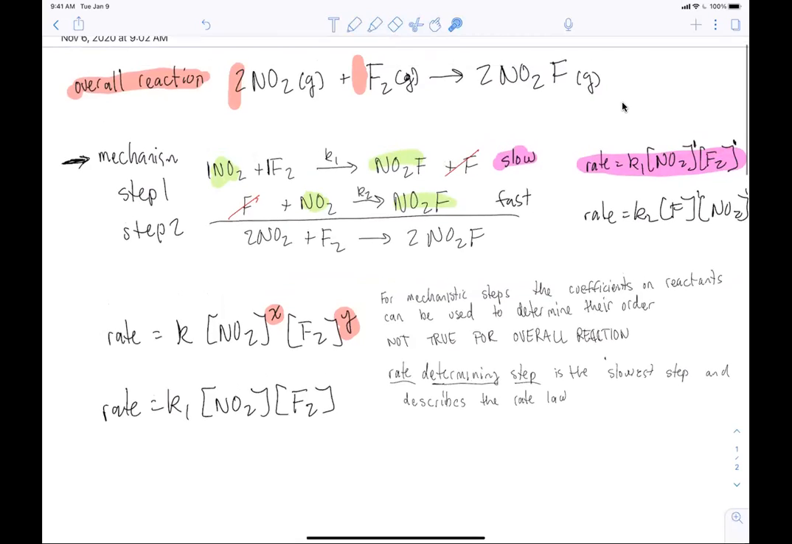And you'll note that the exponents on here don't have anything to do with these. They have to do with this. So if you know the mechanism, you can write the rate law for the reaction. You just write out the rate law essentially for the slowest step in the mechanism. This is a simpler case of how to do this for reaction mechanisms.